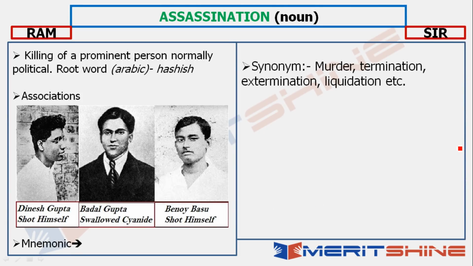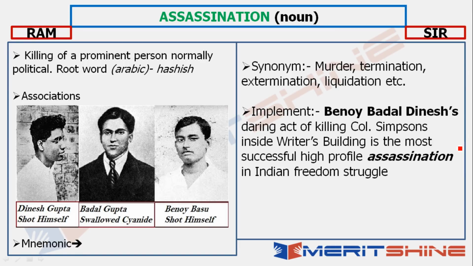Let me show you the synonyms. Murder, termination, extermination, liquidation, all of these are synonyms of assassination. Antonyms, no relevant antonyms found. Implementation: Benoy, Badal, Dinesh's daring act of killing Colonel Simpson inside Writers' Building is the most successful high-profile assassination in the Indian freedom struggle. That I already told you, right? Okay, so that was the implementation of assassination.